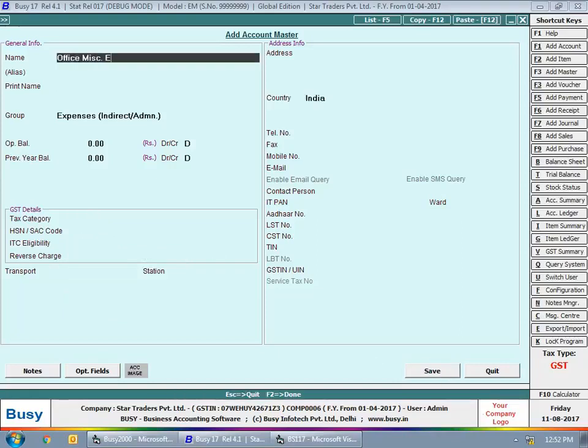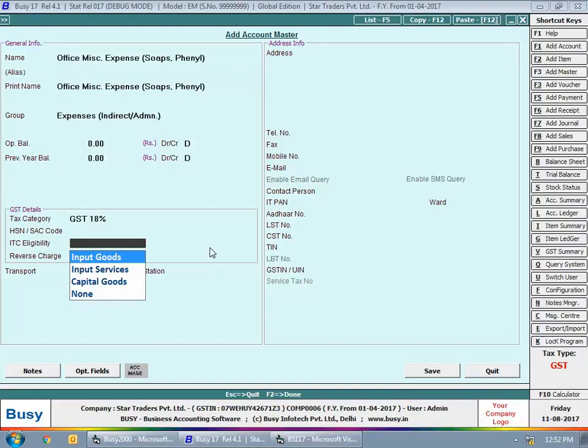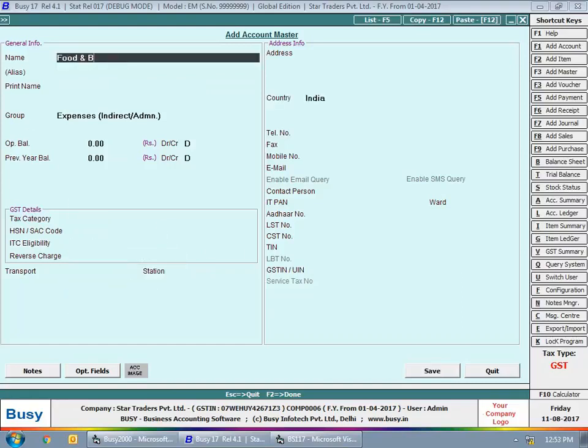Next, we will create an account for office miscellaneous expenses like soaps, phenyls, detergent. Here also the group is expenses indirect. Tax category, ITC eligibility input goods and reverse charge based on daily limit. Next, we'll create an account for food and beverages.